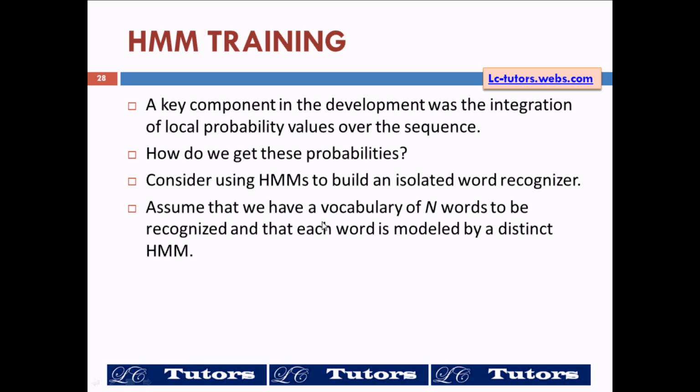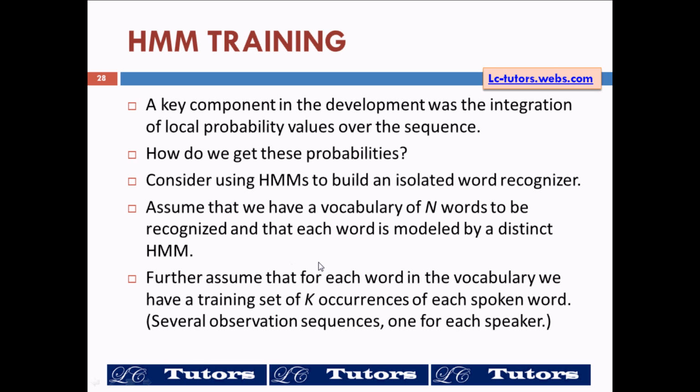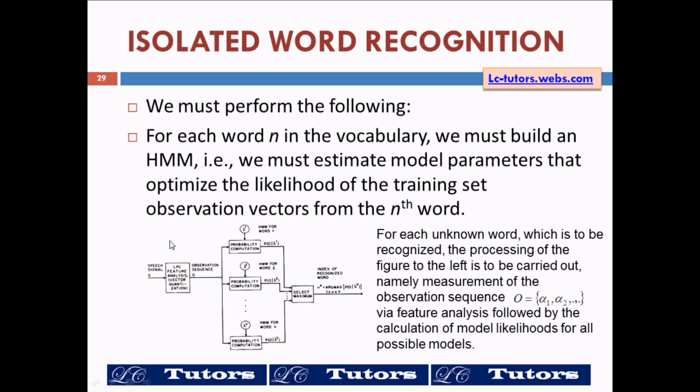Basically, assume that we have a vocabulary of n words to be recognized, and that each word is modeled by a distinct HMM. This is the key point here: each word can be modeled by a distinct HMM, a Markov model. Further assume that for each word in the vocabulary we have a training set of k occurrences of each spoken word. That means we need to speak it several times. Earlier we did it for 100 times, so we have several occurrences and several observation sequences, one for each speaker, and then we put them in a model. Basically each word will have its own HMM model.